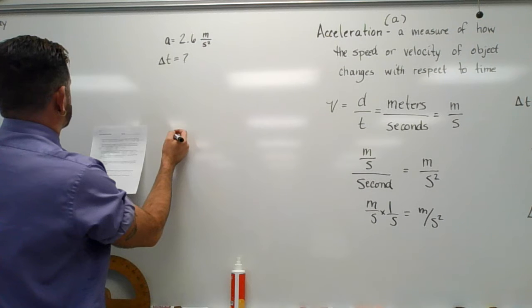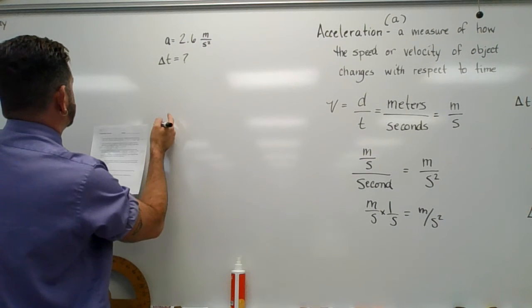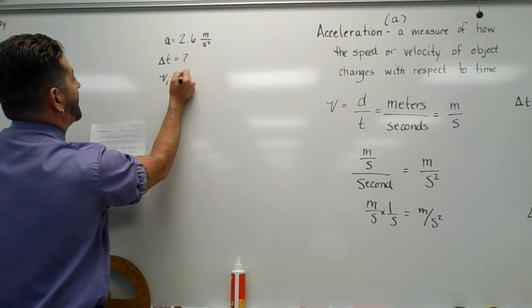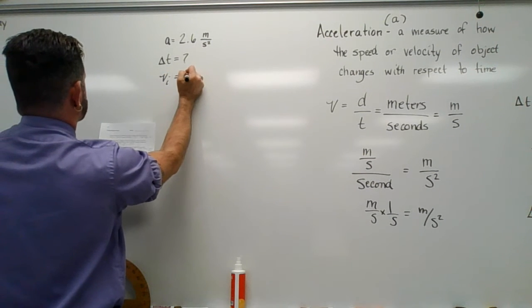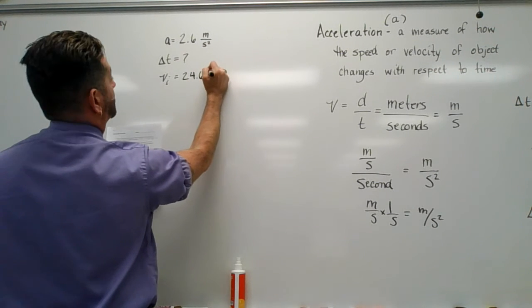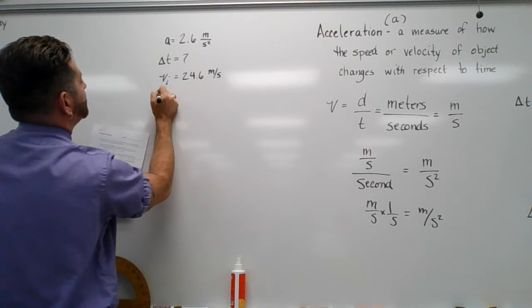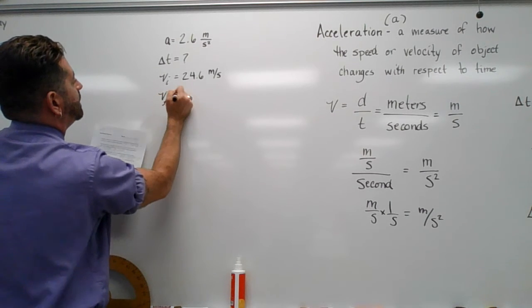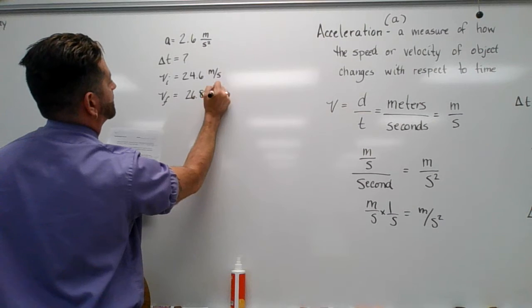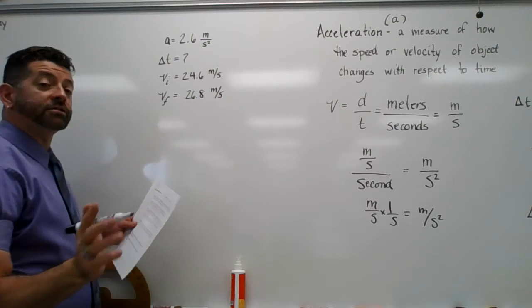So we have the change in velocity. We have the initial velocity, VI, which is 24.6 meters per second. And we have the VF, equal to 26.8 meters per second. So now we just go back to our original formula, always.